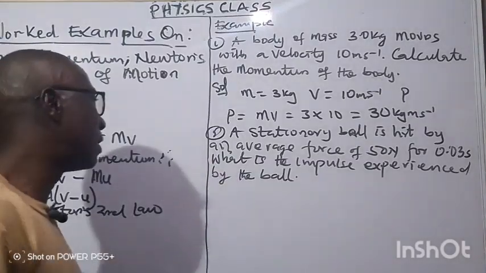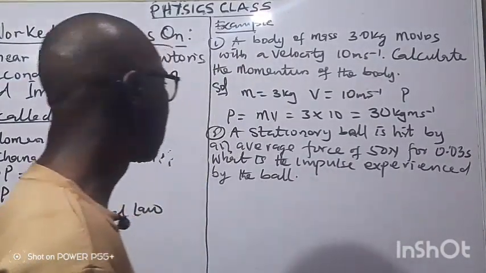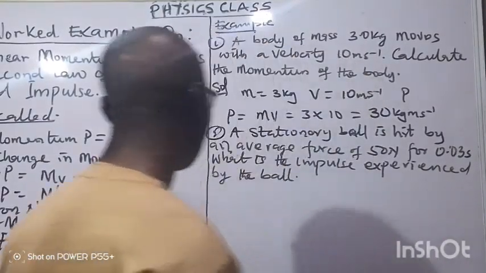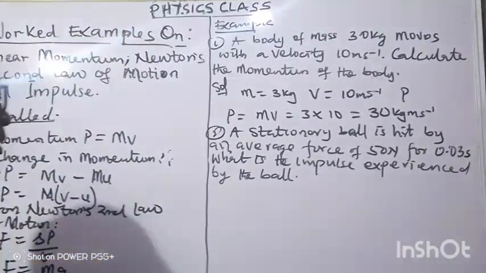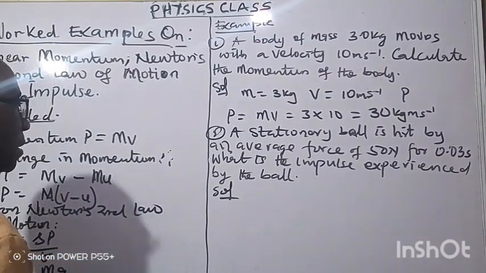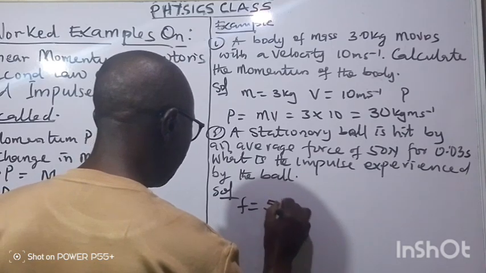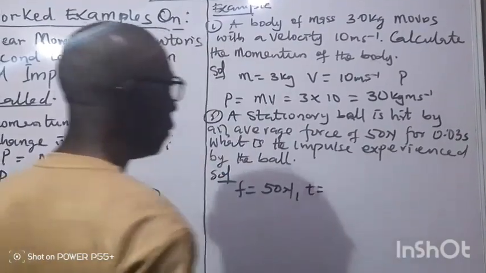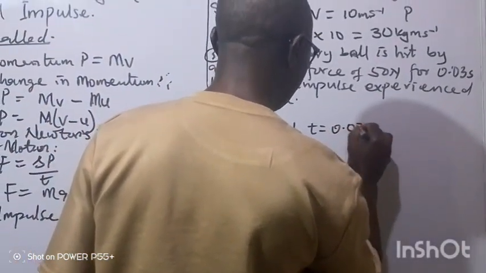Take this one as example 2. A stationary ball is hit by an average force of 50 Newton for 0.03 second. Then what is the impulse experienced by the ball? Now, from this question number 2 also, let's write out the parameters given in the question. One, force is given, 50 Newton. At the same time, the time to exert the force is 0.03 seconds.